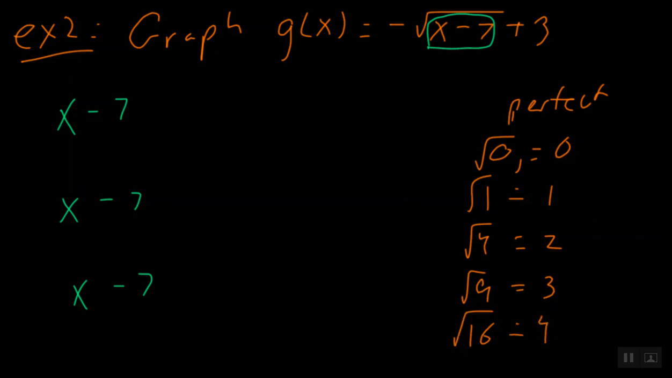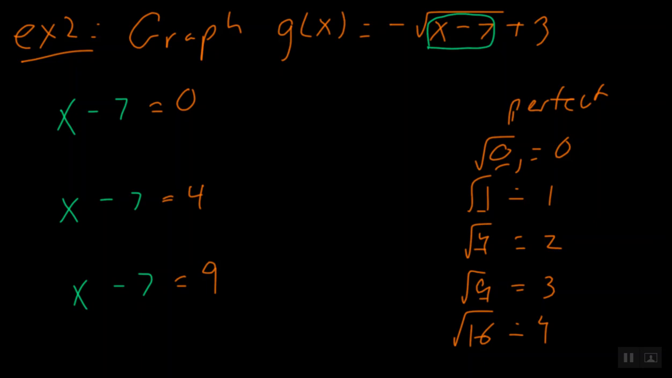I don't have to set these equal to 0, 1, and 4. I could set this one equal to 0, I could set this one equal to 4, and if I wanted to, I could set this one equal to 9. I can set them equal to any perfect square if I want to get a perfect output. Let's see what all of these give me.